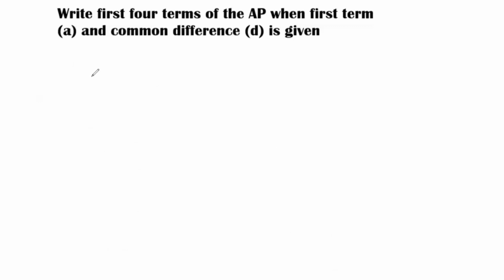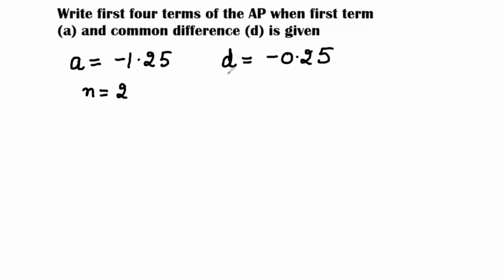Let's take another example where A is given as minus 1.25, and D, the common difference, is minus 0.25. The question is to write down the first four terms. The first term is already given. We have to find the second, third, and fourth terms. Let's find the second term. If I have to find the second term, then n is equal to 2. And what is the formula? The nth term is equal to A plus n minus 1 into D.